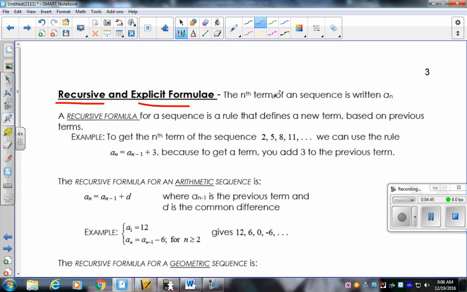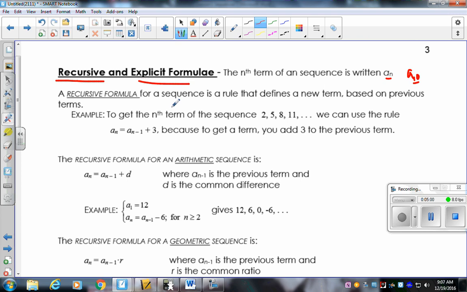Okay, so it tells us the nth term of a sequence, nth meaning any, is written as a sub n. So if I'm asking you to find the 10th term, you would see a sub 10. That little number tells you which number in the pattern or in the sequence that we are looking at. All right, so let's start with our recursive formula.